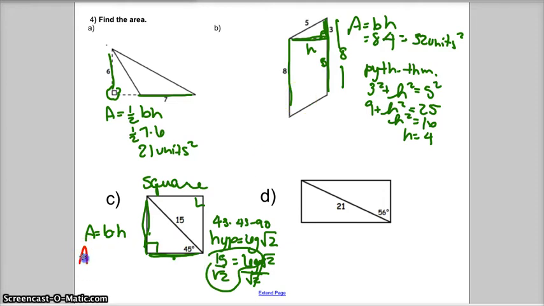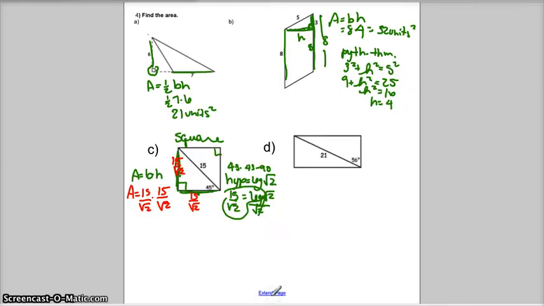We know that the base, which is this leg, is 15 over square root 2. And the height, which is also the leg, is 15 over square root 2. And this is kind of a goofy case because it's a square. So it's 15 over square root 2 times 15 over square root 2. Most of you are going to grab your calculators, but you can think of this mentally. When we multiply fractions, we do tops and tops, and we do bottoms and bottoms. The square root of 2 times the square root of 2 is the square root of 4. The square root of 4 is 2, so we end up dividing and get 112.5 units squared.